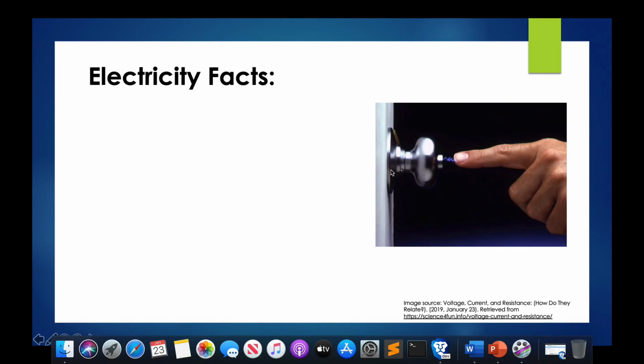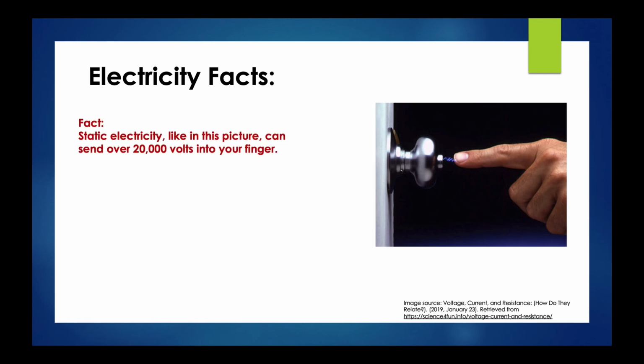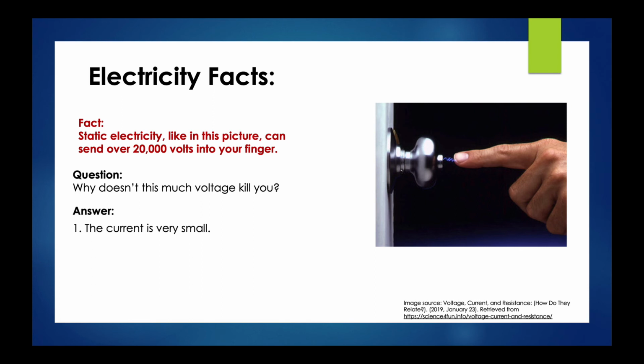Let's discuss some facts about electricity. Static electricity, like in this picture, can send over 20,000 volts into your finger. Well, the question is, why doesn't this much voltage kill you? The answer is, one, the current is very small. If we look, there's just a small stream of electricity. So although the push is very hard, the current is very small.